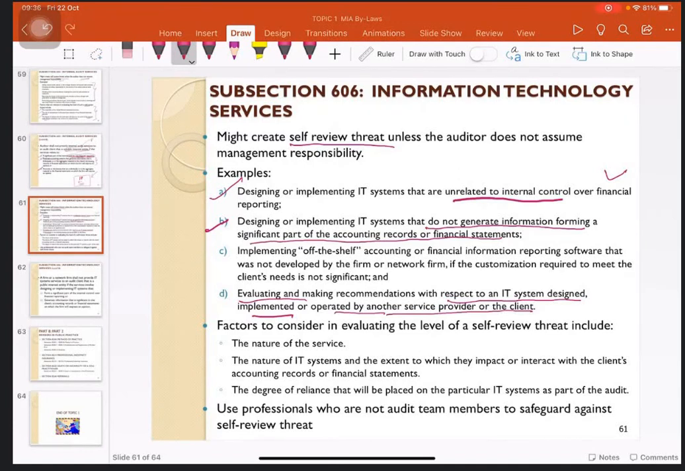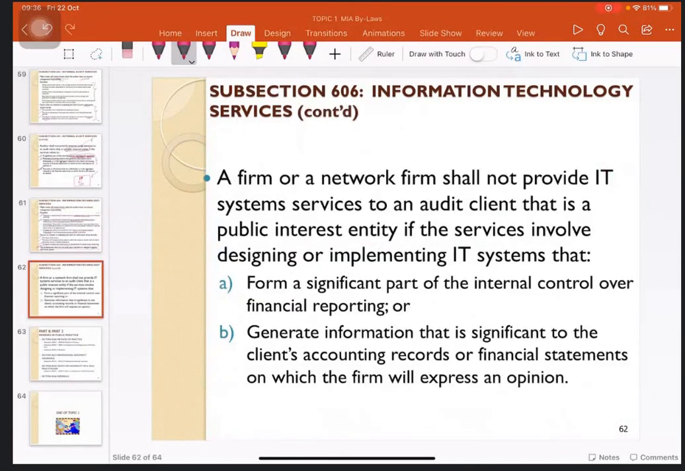Okay. Factors to consider in evaluating the level of self-review threat adalah the nature of the service, the nature of IT services, the degree of reliance. Okay, how much you akan rely on that IT system later on when we conduct the audit. Okay. Use professionals who are not the audit team members to safeguard against the self-review threat. Kalau kita nak provide service ni, kita kena ada another team member yang akan provide those services. Okay, so by doing that it will reduce the self-review threat.